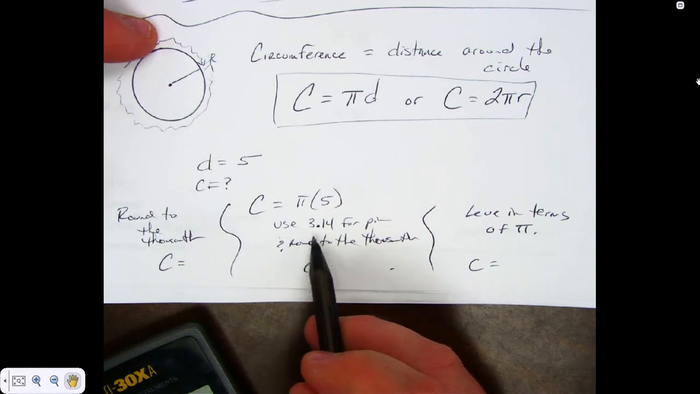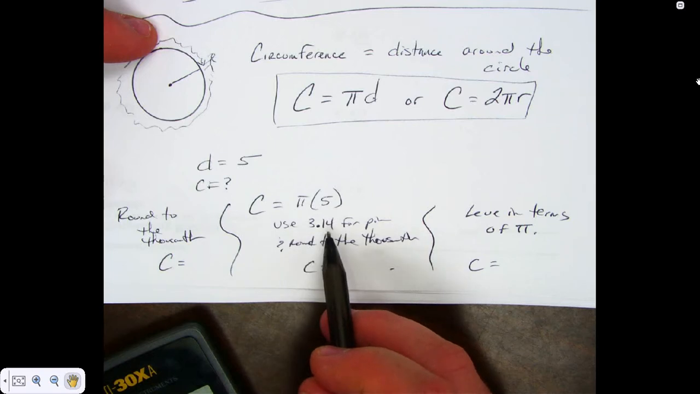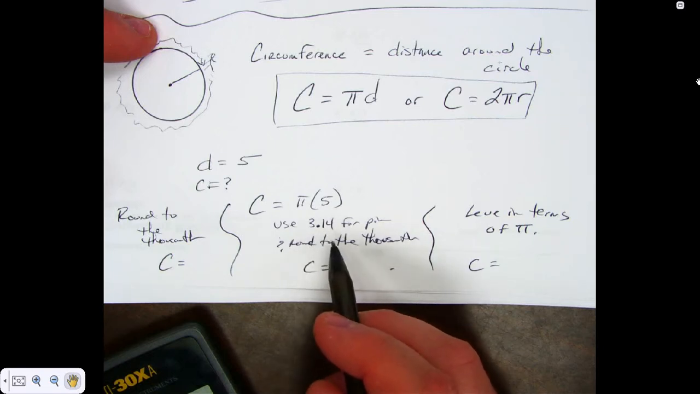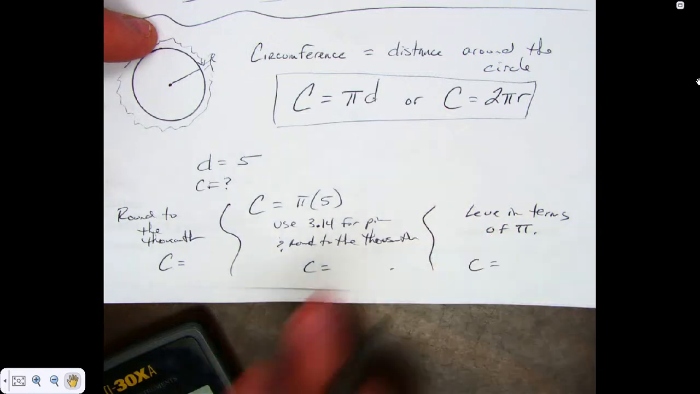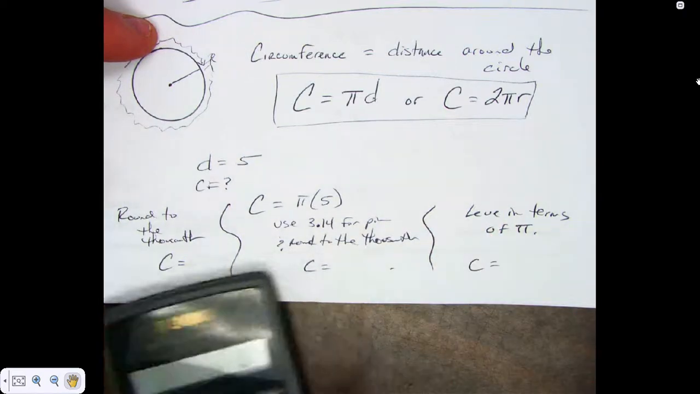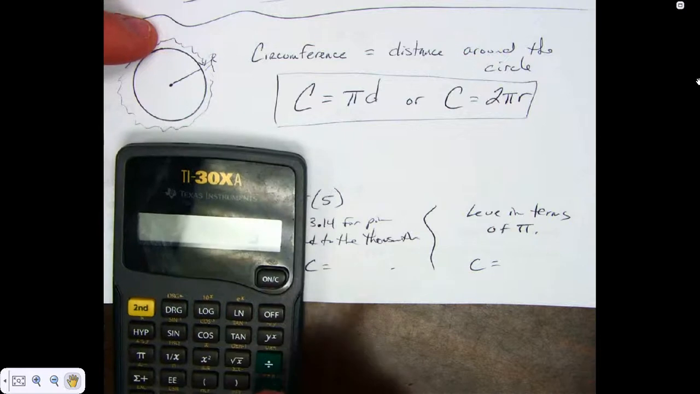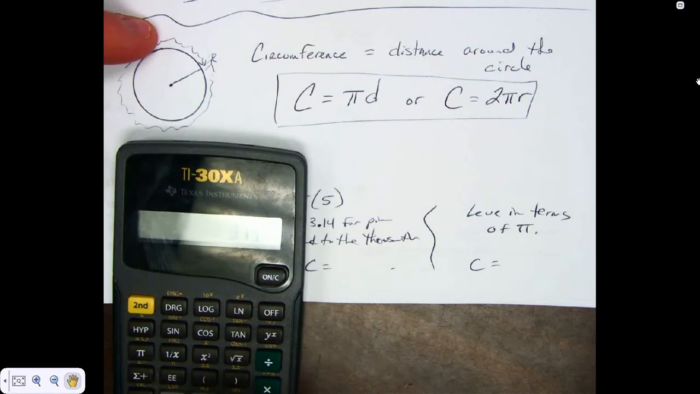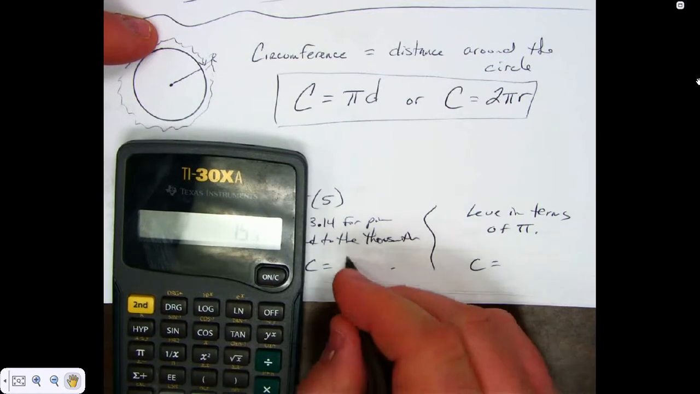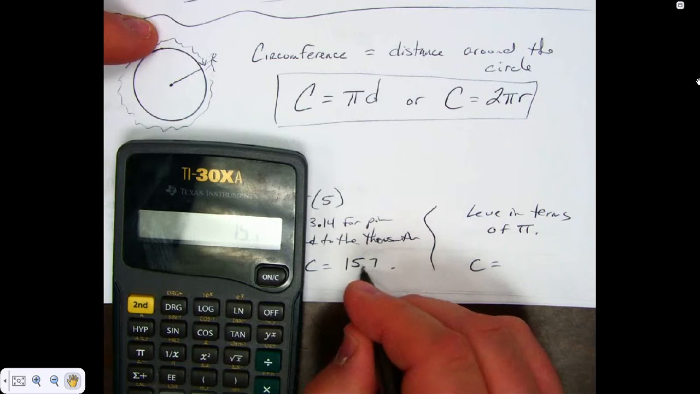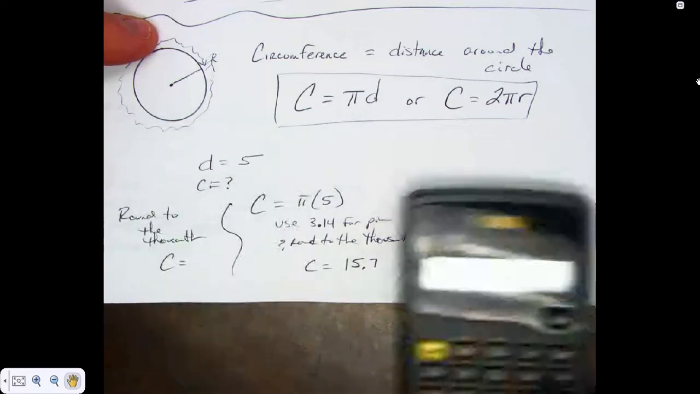They'll sometimes give you this, especially on ones where they don't allow you to use a fancy calculator. If they ask you to use 3.14 for pi, and everybody listen, use 3.14. That's it. So if we did that, I would not use the pi button. I would say 5 times 3.14. That's what you do. Your answer, 15.7. Okay?